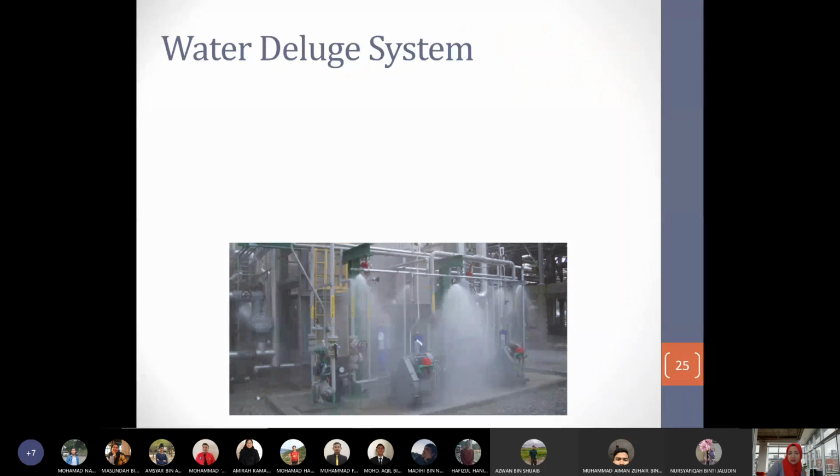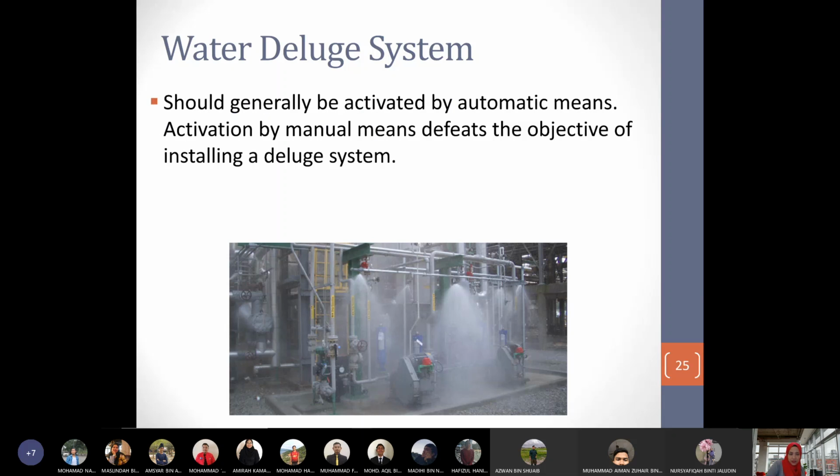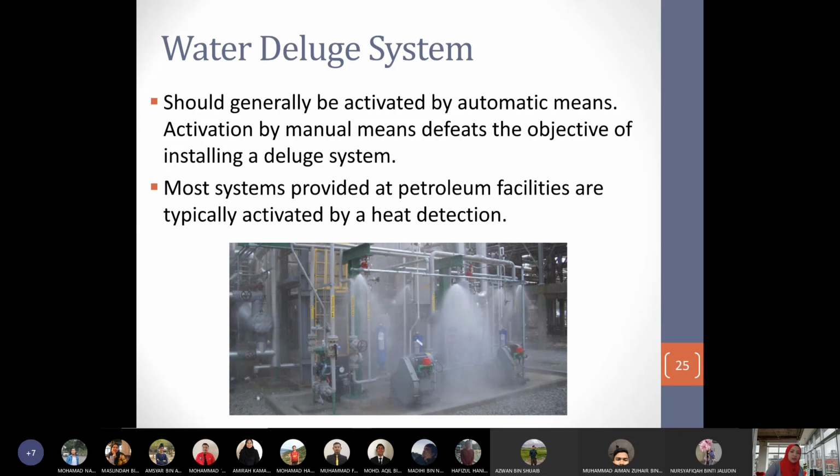A water deluge system is just like a sprinkler system, but it is more intense. It should generally be activated by automatic means, because if you activate it by manual means, it defeats the purpose of installing a deluge system. So this is normally provided at petroleum facilities. You don't put this at homes, okay? And it's typically activated by a heat detection system. If you put it in your homes, you will flood your house.